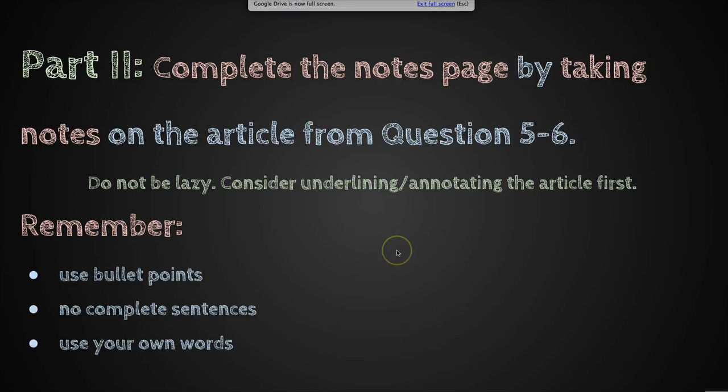Part 2. Complete the notes page by taking notes on the article that you used in question 5 or 6. Complete this notes page thoroughly. Don't be lazy. Consider underlining or annotating the article first. Like in the demonstration that I did, I underlined and annotated the article, which only took 5 or 10 minutes, and that allowed me, when I took notes, to just skip my eyes to the different factoids and keywords and phrases that I had already underlined and annotated.